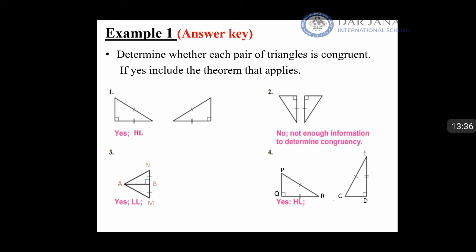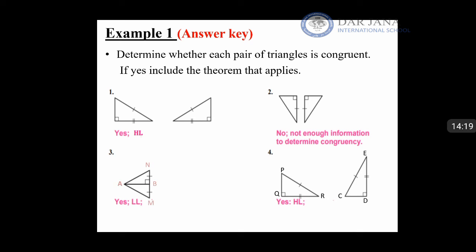And let's check exercise number 4. We have PR congruent to CE. Since PR is the hypotenuse and CE is the hypotenuse, PR is congruent to CE. So we have the hypotenuse in the first right triangle congruent to the hypotenuse in the second right triangle. Not only that, we have QR congruent to DE. So we have a leg in the first right triangle congruent to its corresponding leg in the second right triangle. So here we have the hypotenuse and one leg in one triangle congruent to the hypotenuse and the corresponding leg in the second right triangle. So those two triangles are congruent using the hypotenuse leg congruence theorem.